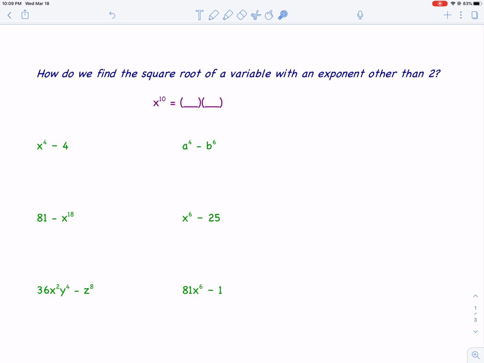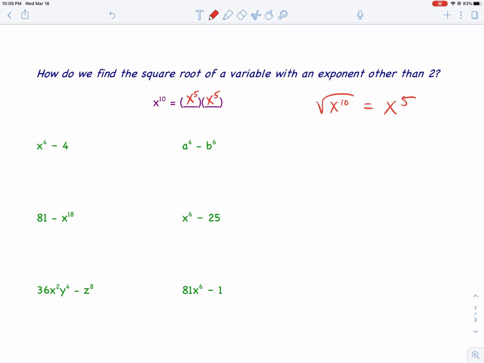So looking at this right here, I'm going to fill this in. What times itself will give you x to the 10th? The square root of x to the 10th is x to the 5th, because x to the 5th times x to the 5th is x to the 10th.